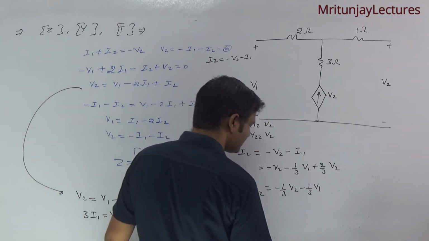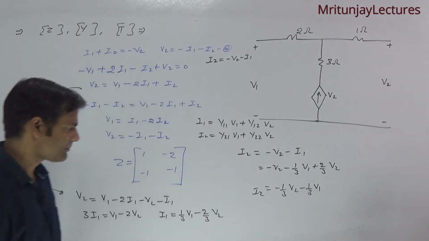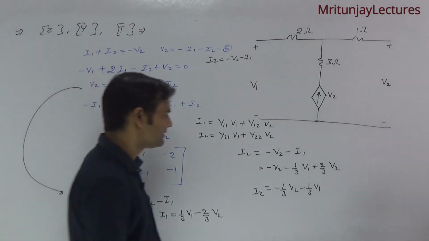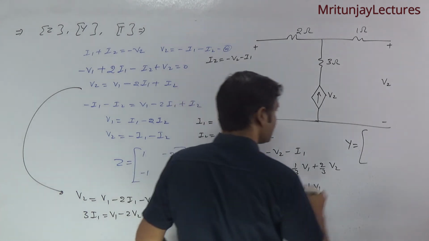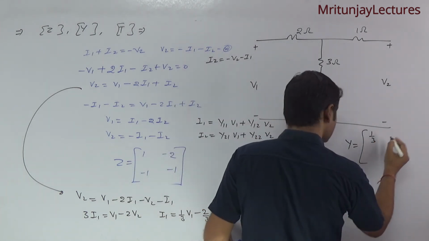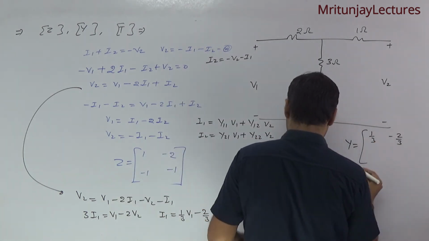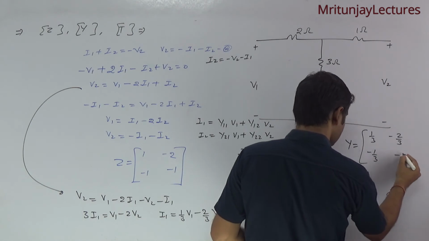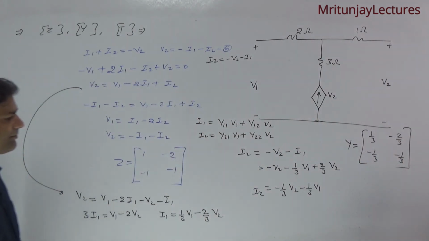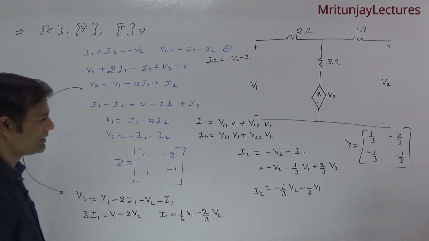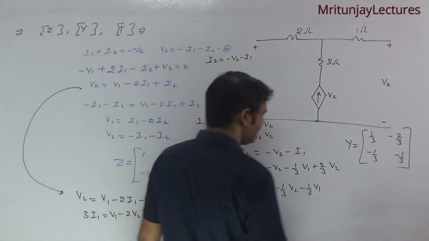This is I2. Okay, so next target is y written as y parameter, that is 1 by 3, minus 2 by 3, and minus 1 by 3 and minus 1 by 3. Very simple, written here. Okay, that is y parameter. Our next target is ABCD t parameter.